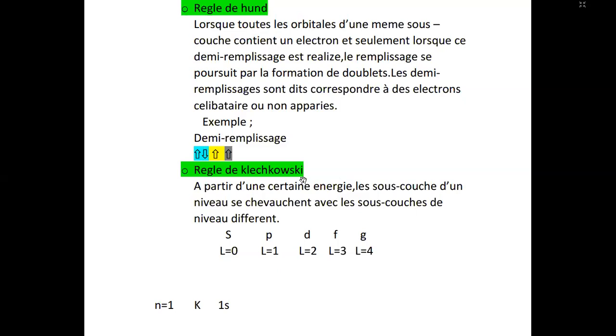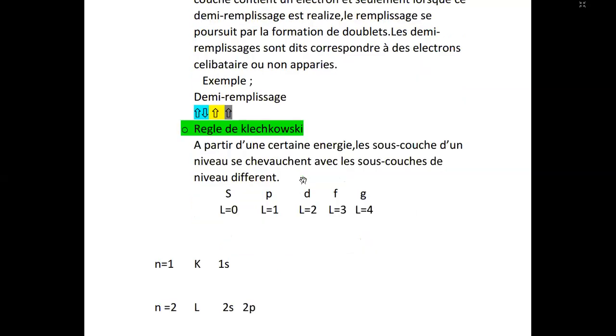À partir d'une certaine énergie, les sous-couches du même niveau se chevauchent avec les sous-couches des niveaux différents. So starting from a certain energy, and when I say certain energy, I basically mean the energy level, n equal to 1, n equal to 2, we see that there is overlapping of the sub-shells.